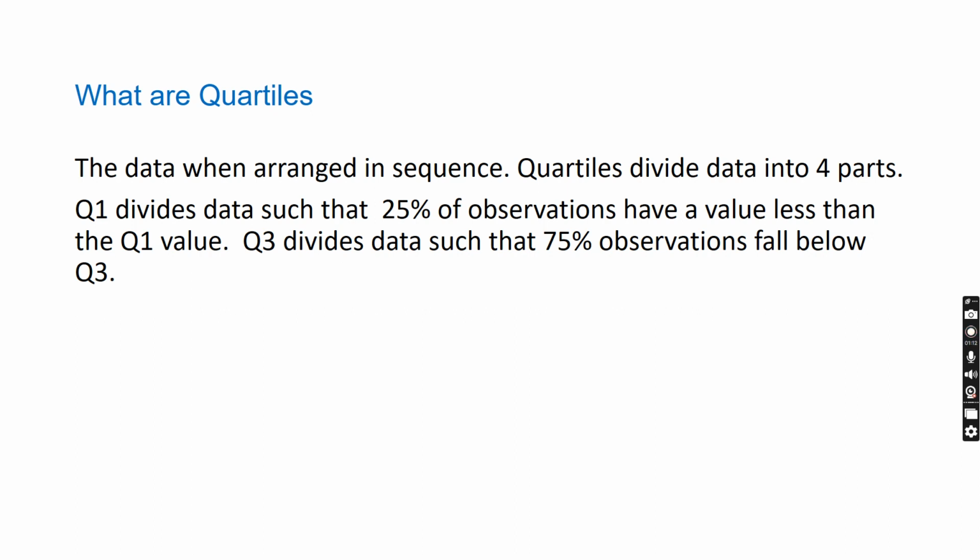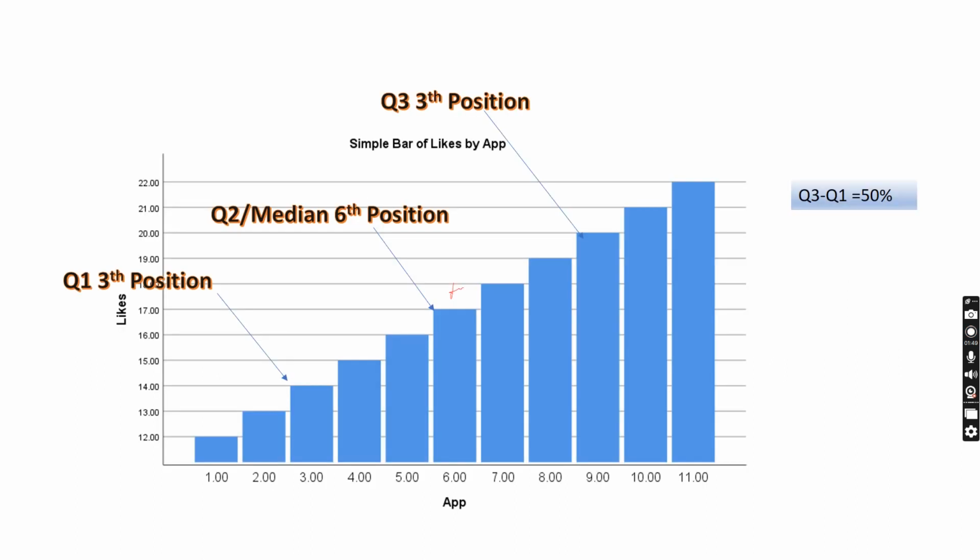Please remember, whenever we have a data set and we wish to calculate the median or quartile, we need to arrange the data in either ascending or descending sequence. So quartiles divide the data into four parts. Q1 divides the data such that all the observations below Q1, which are 25% of the observations, have a value less than Q1. Q3 divides the data into three equal parts. All the observations below the Q3 value would be 75%.